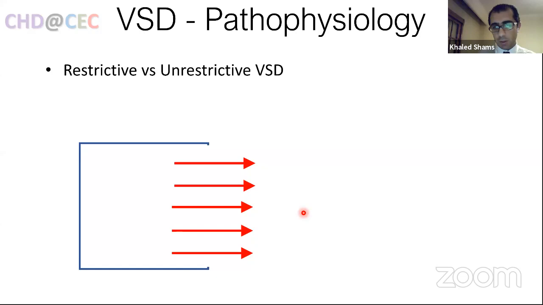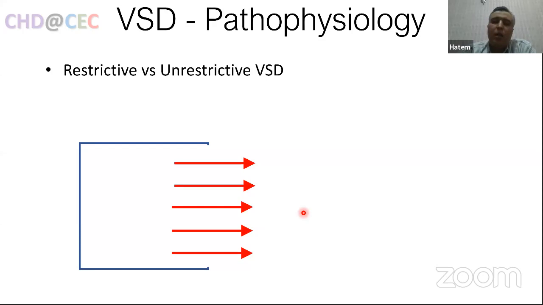We have here a question from Dr. Karim Mahmoud. Why in non-restrictive VSD both ventricles will dilate?